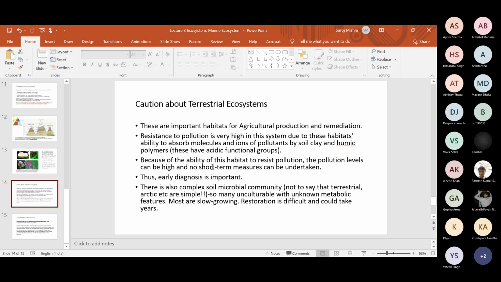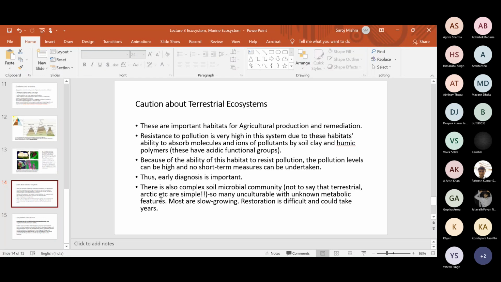Because of the ability of this terrestrial habitat to resist pollution, the pollution levels can become very high and no short-term measures can be undertaken. Therefore early diagnosis is very important. Until the land really goes very, very bad, you will not be able to detect the pollution in the soil. And then there comes a stage when nothing can be supported, that is, no agricultural practices can be supported by a landmass. So we say early diagnosis of a terrestrial ecosystem is extremely important.